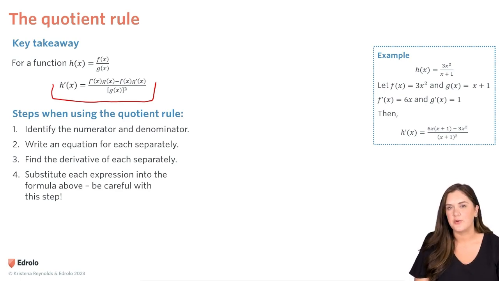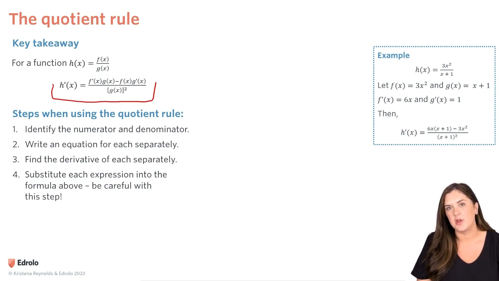So like what we did with the product rule, we've got some steps here for you. Step 1 is just identify the numerator and the denominator. And then step 2 is just write a separate equation for each of those. The third step is to find the derivative of both of those equations separately and then substitute each expression into the rule that we've got at the top here.